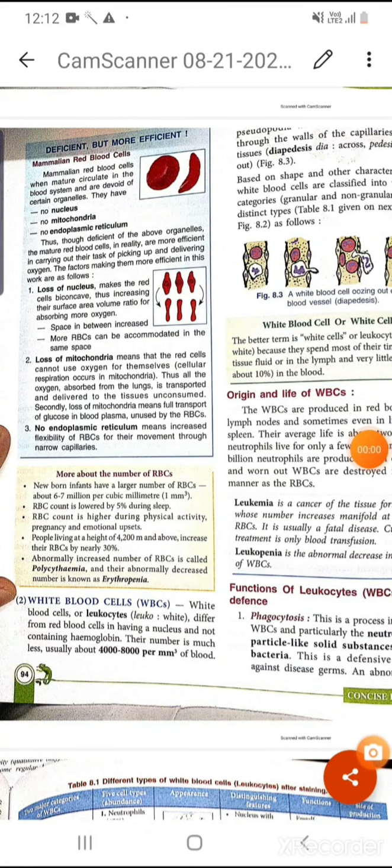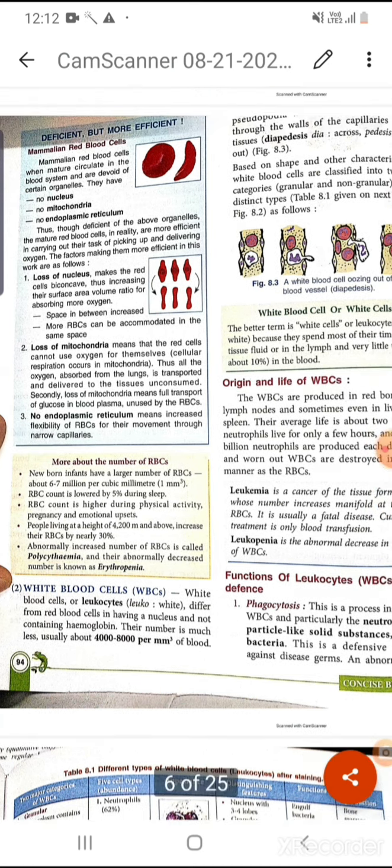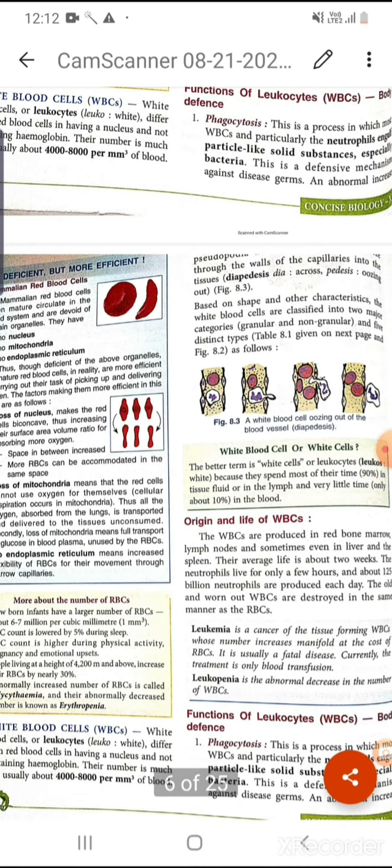So next is our white blood cell. It is also known as leukocytes. Leuko means white. It differs from the red blood cell in two things: they have a nucleus and they don't have hemoglobin. The number is generally quite less than RBCs, that is 4000 to 8000 per cubic millimeter. You can see this diagram, figure number 8.3.